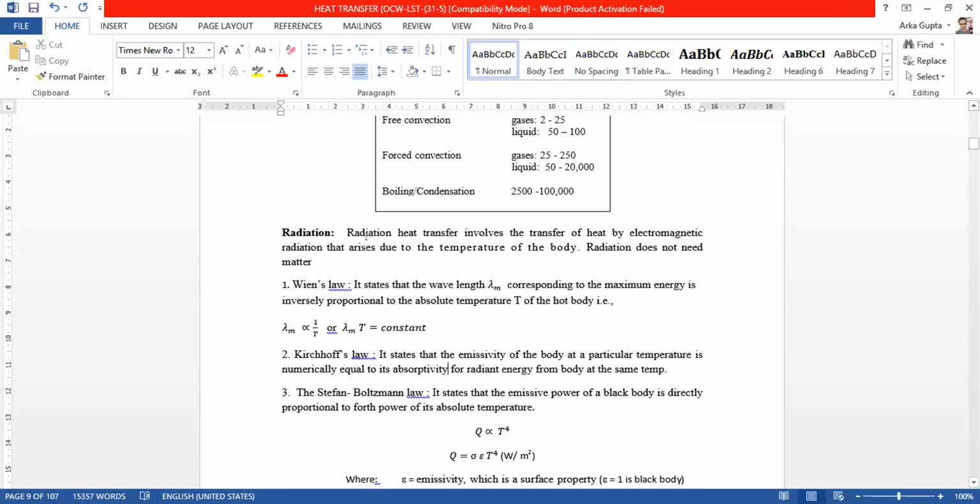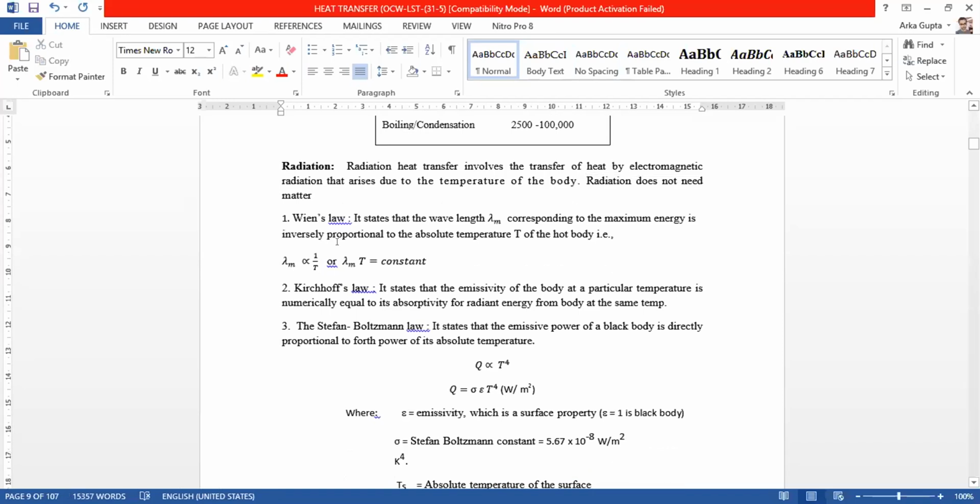Radiation heat transfer involves the transfer of heat by electromagnetic radiation. That is, no medium is required. Heat will be transferred by electromagnetic radiation only, and that arises due to the temperature of the body. Like between Earth and Sun, there is no medium, but there is a temperature difference between the two bodies. If Earth is taken as the sink and the Sun as the source, heat will flow from source to sink, from higher to lower temperature. So radiation does not need matter. We know that between Earth and Sun there is no matter. Now, some laws govern radiative heat transfer.